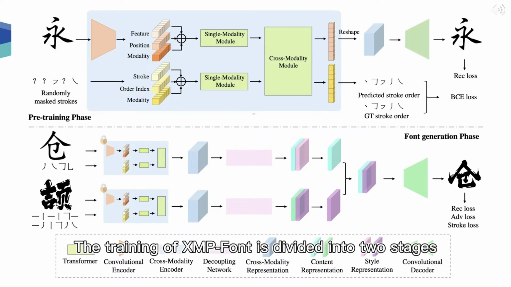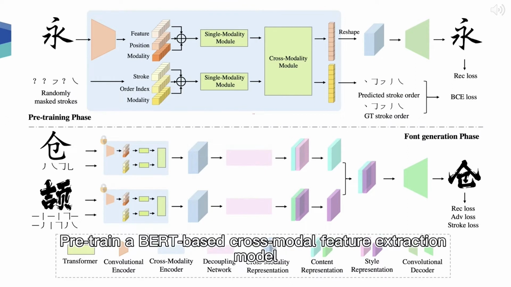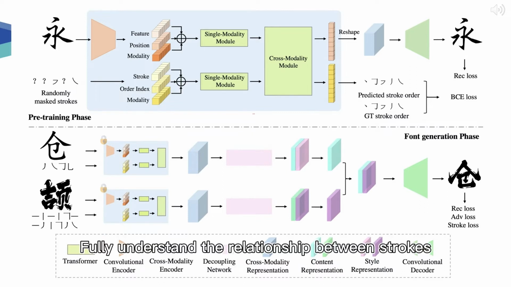The training of XMP-Font is divided into 2 stages. First, pre-training stage. Pre-train a BERT-based cross-model feature extraction model and use the reconstruction loss and stroke prediction loss to ensure that the extracted font features can be extracted without losing information. Fully understand the relationship between strokes.